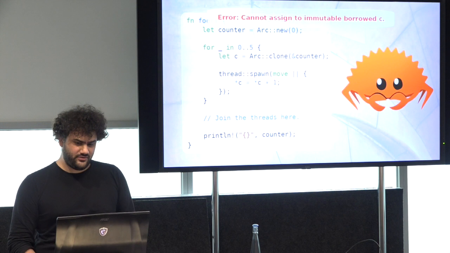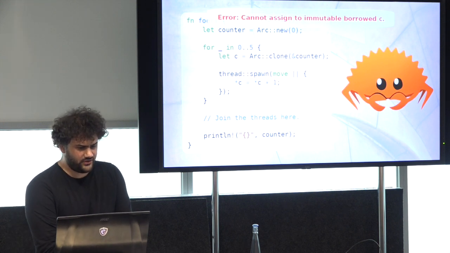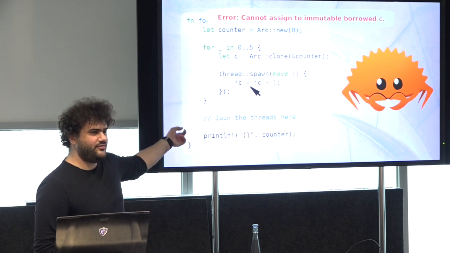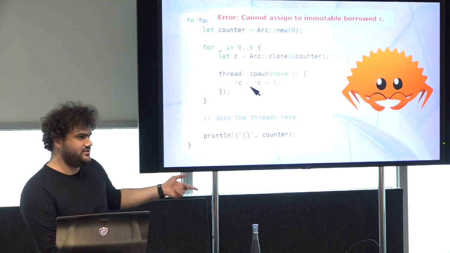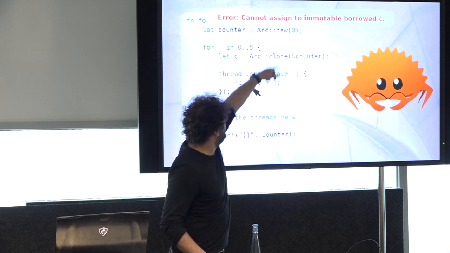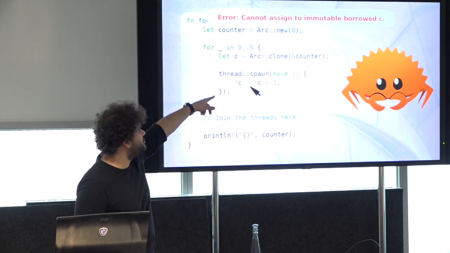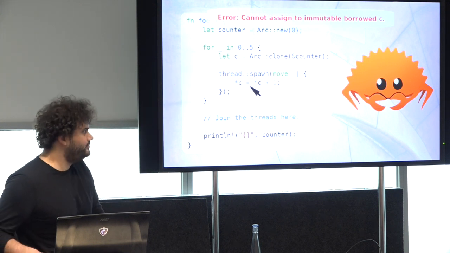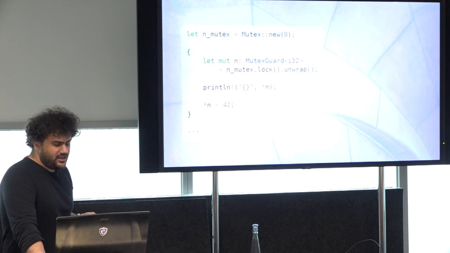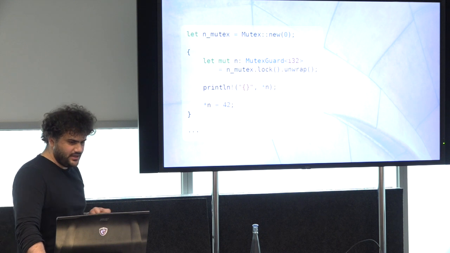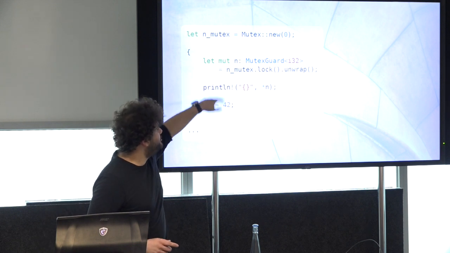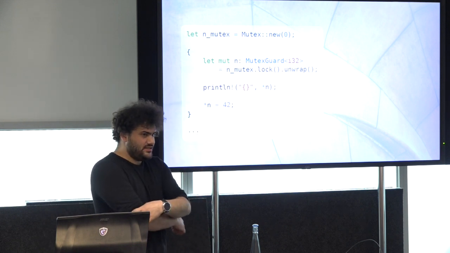if we try to run this, it will tell us that we cannot mutably borrow C, which makes sense because a reference counter cannot change the thing being referenced. It's only read-only, right? So this is pointing at that 0 that we stored there, but we cannot change it without some more trickery, okay? So what can we do? There's a thing called the Mutex in Rust, and it's very easy to use.